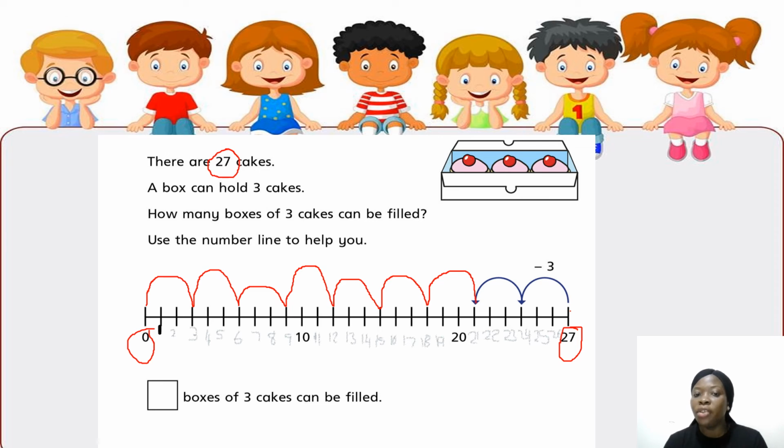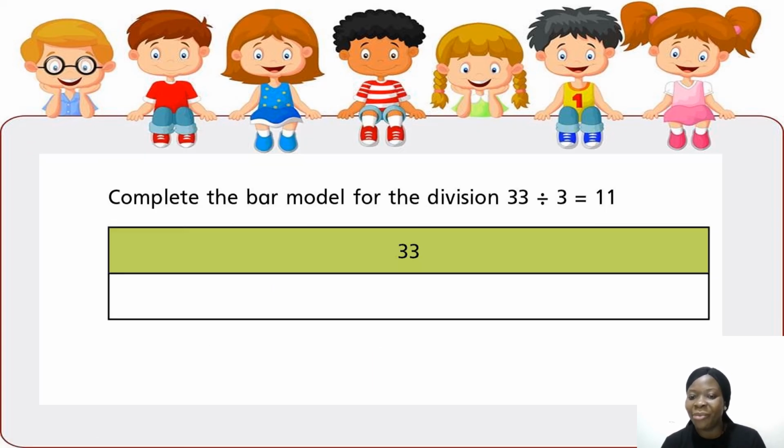Now let's count how many jumps we were able to make counting in threes. The total number of jumps tells us the total number of boxes that can be filled with 3 cakes. So let's count together. 1, 2, 3, 4, 5, 6, 7, 8, 9. So 9 boxes of 3 cakes can be filled. Why? Because 9 times 3, or 9 multiplied by 3, would give us 27. I hope you understood this, everyone.